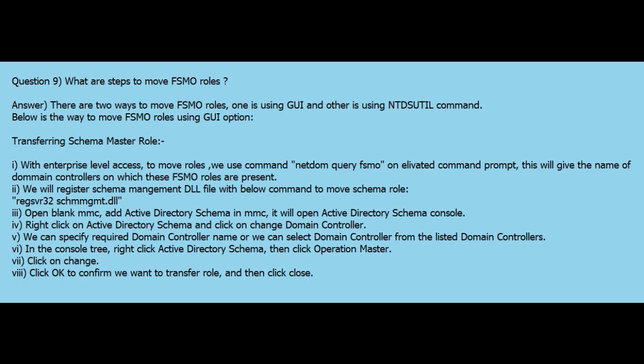Add Active Directory Schema in MMC. It will open the Active Directory Schema console. 4. Right-click on Active Directory Schema and click on Change Domain Controller. 5. We can specify the required domain controller name or we can select a domain controller from the listed domain controllers. 6. In the console tree, right-click Active Directory Schema, then click Operations Master. 7. Click on Change.